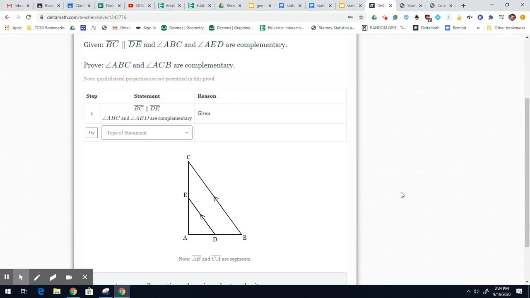Okay, so next proof here, so we have a pair of parallel lines given to us, BC and DE. If I hover, there they are. And we're given that angle ABC, this corner angle, and AED, this angle, are complementary. So those two angles are complementary. We want to prove that ABC and ACB are complementary.